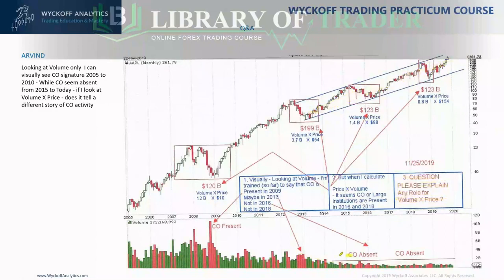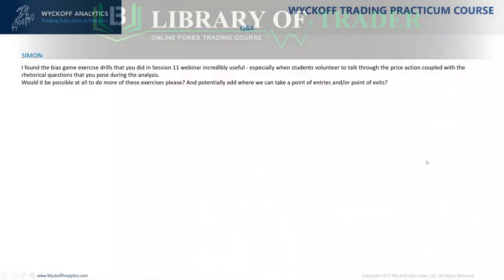Yeah, well, the CO is absent and supply is not being presented by the CO. That's why the volume signature is so low. But because that supply is not being presented, the price is still going up. So basically, that's the technicality of that. All right, well, yes, we definitely can do this.